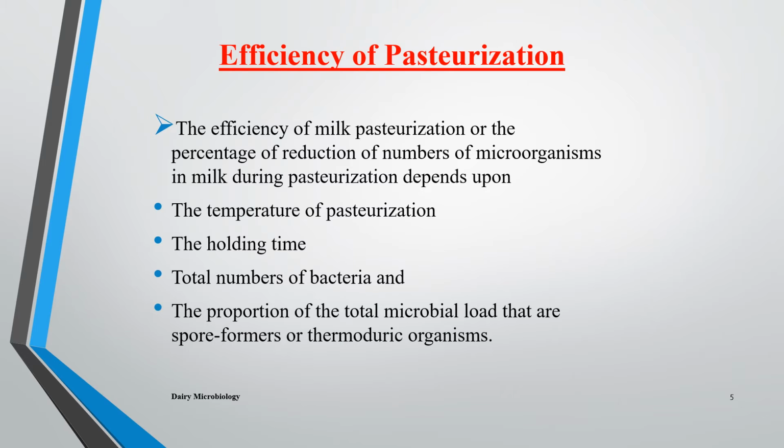So the proportion of the total microbial load that are spore formers or thermoduric organisms. Thermoduric organisms means the organisms which can survive at pasteurization temperature. So the efficiency of pasteurization will depend on the temperature which is used during the pasteurization, the exposure time, as well as the kind of the bacteria, meaning the number and the type of the bacteria present in the milk.